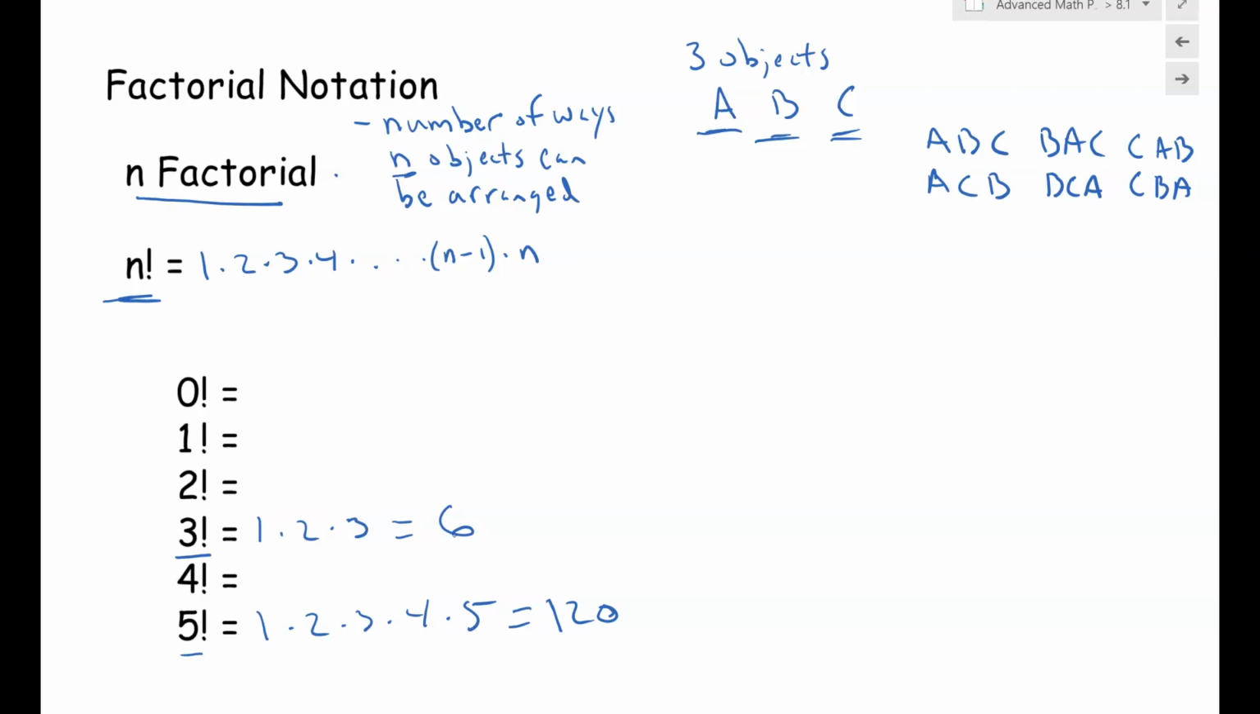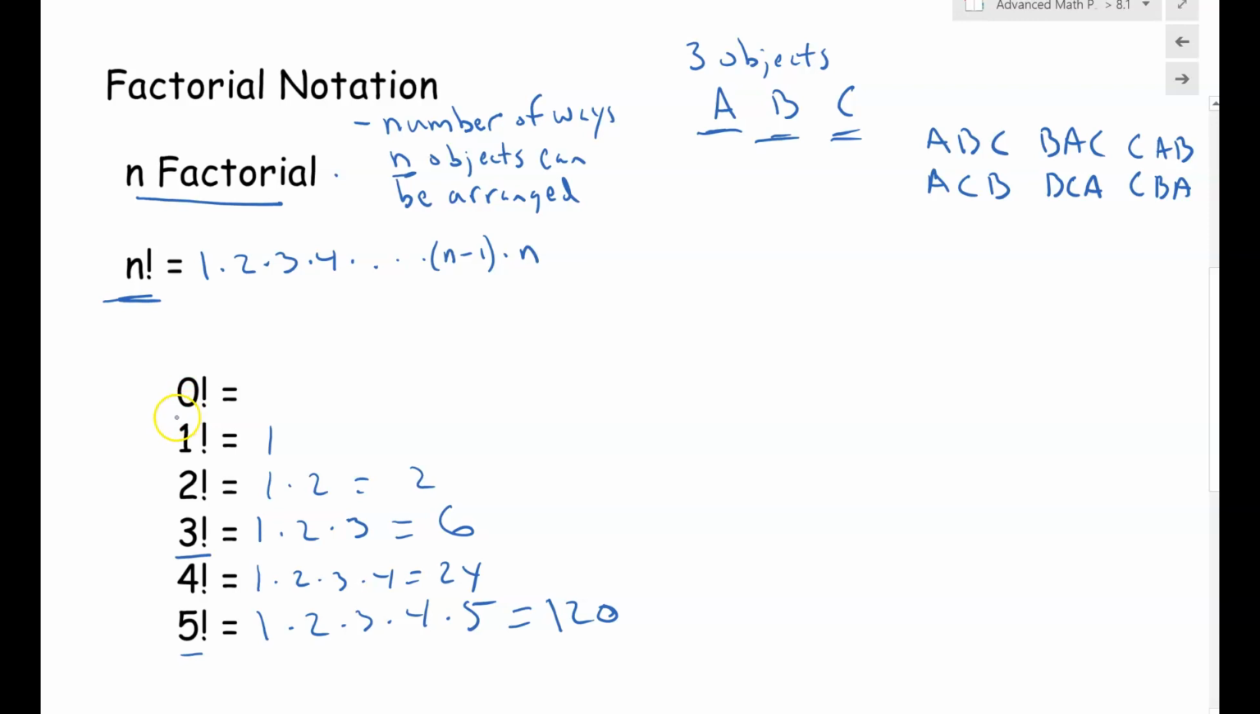It's about arranging objects, and this is how we do it, and we use that to find answers. So 4 factorial is 1 times 2 times 3 times 4, which is 24. 2 factorial is 1 times 2, and that's 2. 1 factorial seems strange, but we just have 1.